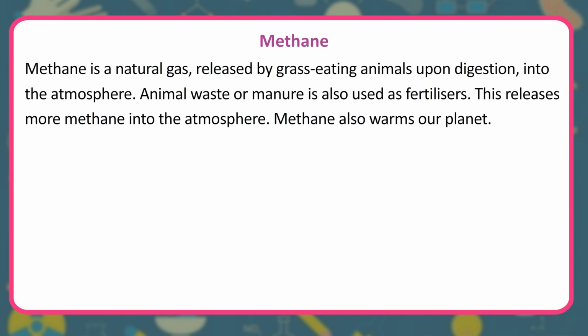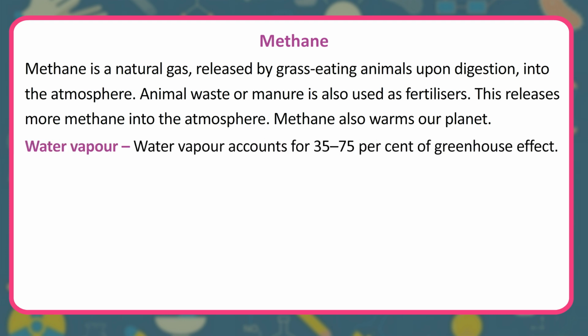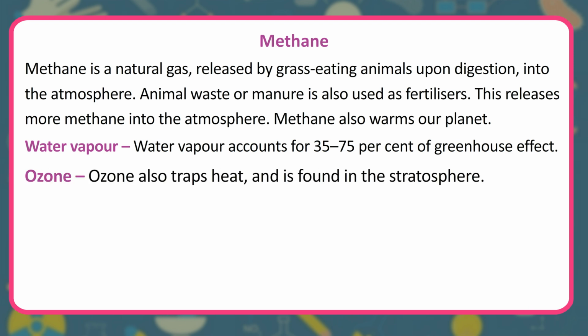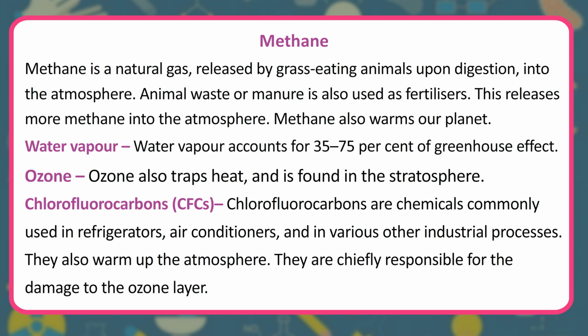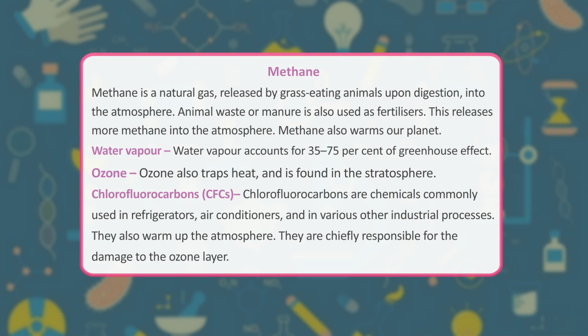Methane. Methane is a natural gas released by grass-eating animals upon digestion into the atmosphere. Animal waste or manure is also used as fertilizers. This releases more methane into the atmosphere. Methane also warms our planet. Water vapor. Water vapor accounts for 35–75% of greenhouse effect. Ozone. Ozone also traps heat and is found in the stratosphere. Chlorofluorocarbons. CFCs. Chlorofluorocarbons are chemicals commonly used in refrigerators, air conditioners, and in various other industrial processes. They also warm up the atmosphere. They are chiefly responsible for the damage to the ozone layer.